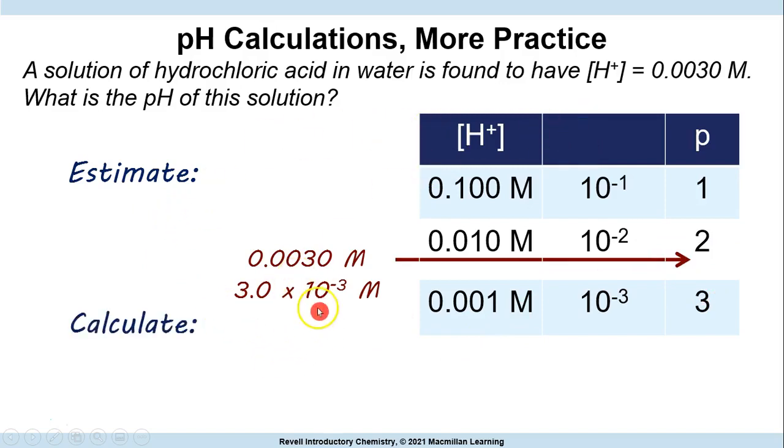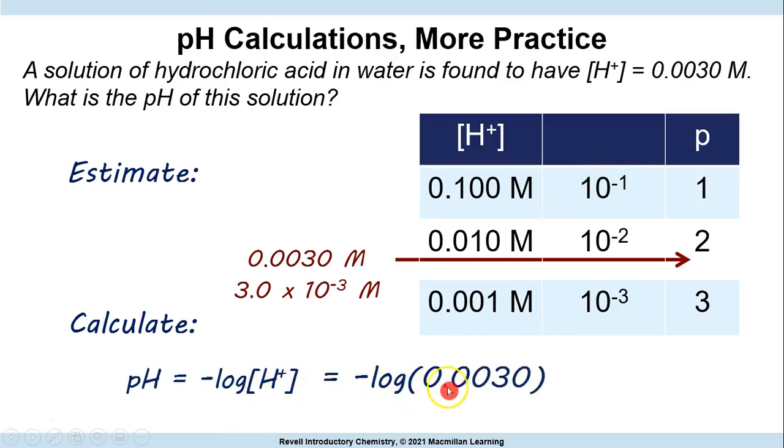So if we want to calculate it, we have the concentration of 0.0030, and we know that pH is minus the log of the hydrogen ion concentration. So we put minus log of 0.0030, and that gives us a value of 2.5.